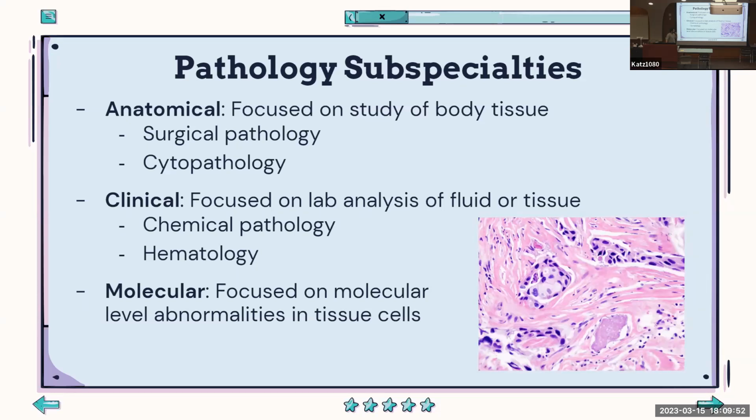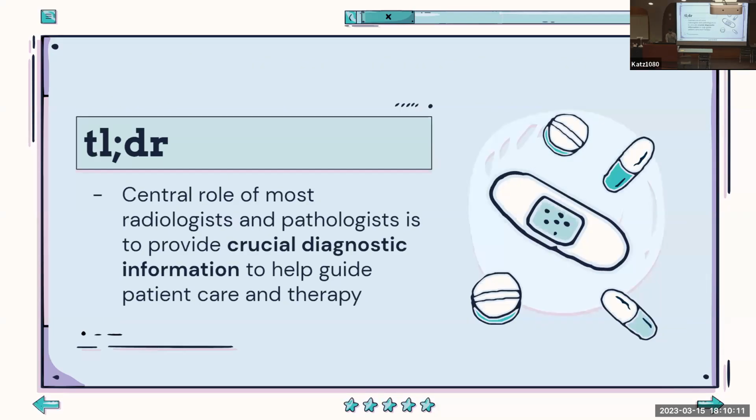And like I mentioned, there's a lot of molecular pathology up and coming as well, just because we can get a lot of biomarkers and a lot of information from looking at the genetic variations between people. And it actually helps a lot with precision medicine as well. So essentially, the TLDR version of this is the central role of both radiologists and pathologists is to provide those diagnostic information to help guide patient care and therapy within medicine.